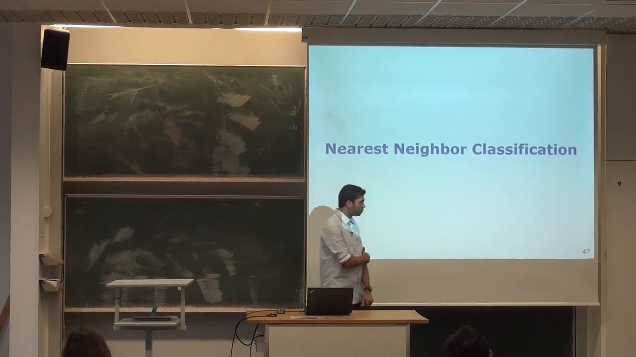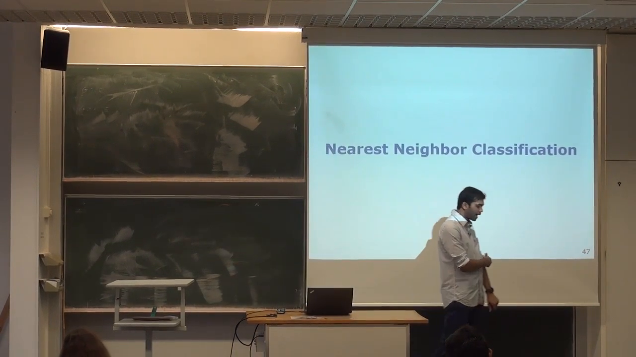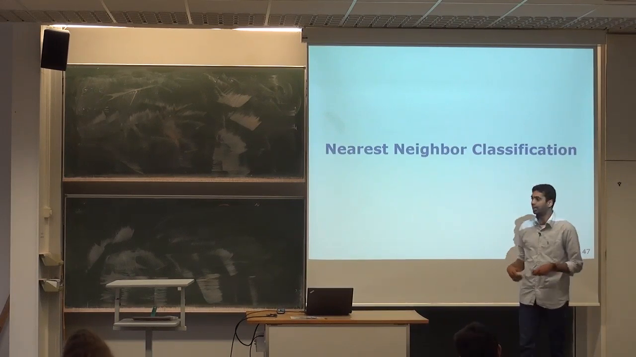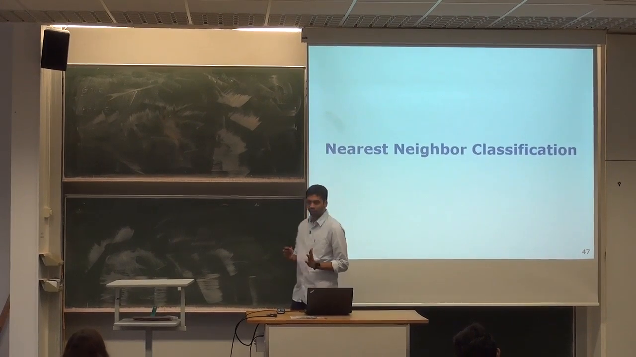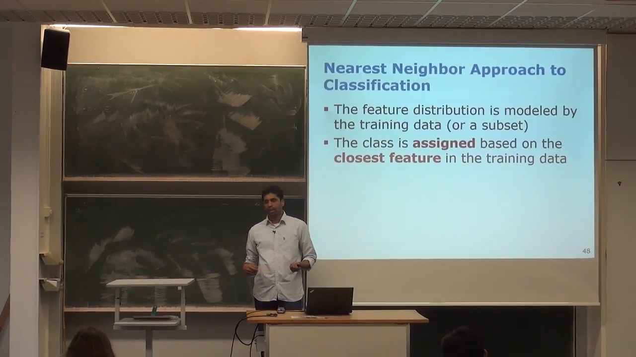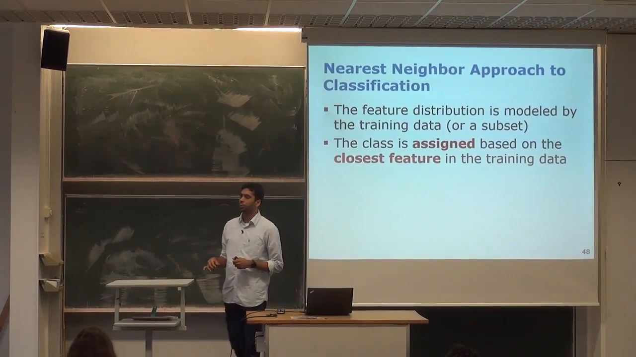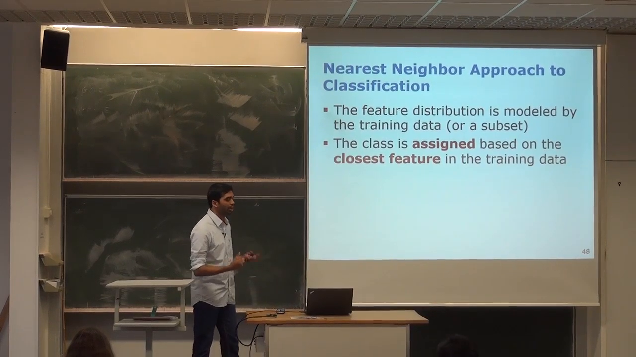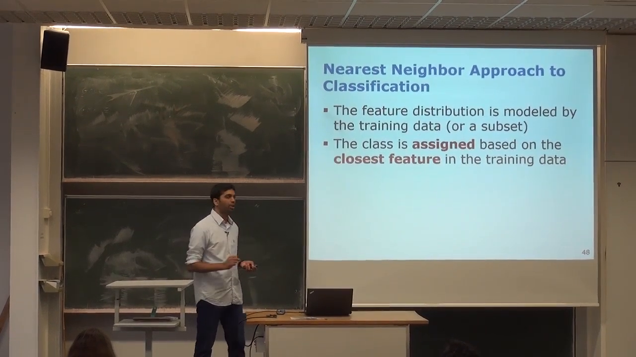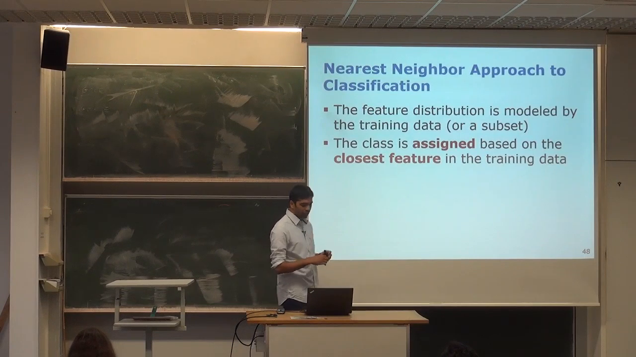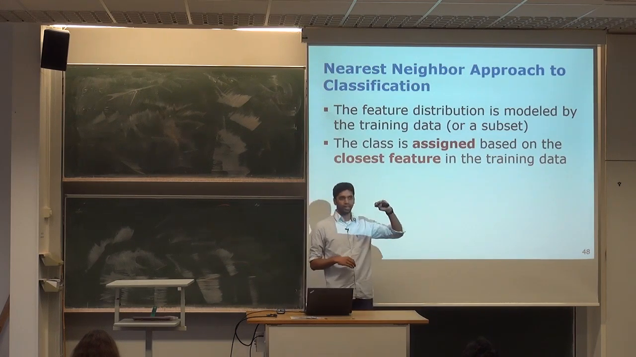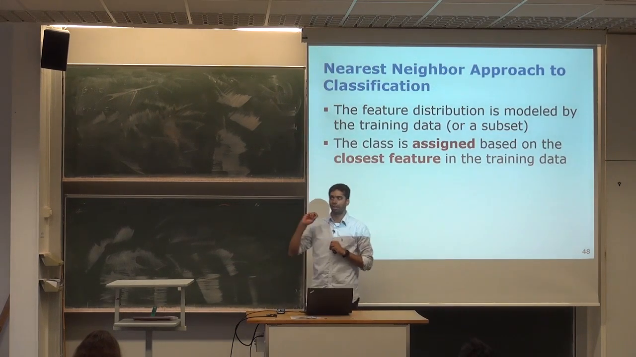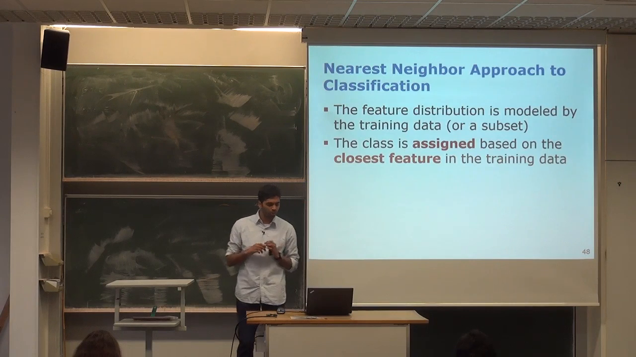Okay, so now let's move to the first kind of classification method, the nearest neighbor classification. This is one of the easiest ways to design a classifier. In this case, you don't really need to learn something new. The feature distribution is basically the training data itself. So you get a set of labeled data, the feature vectors and the labels. This itself is your model.